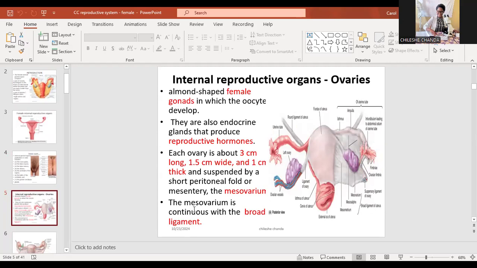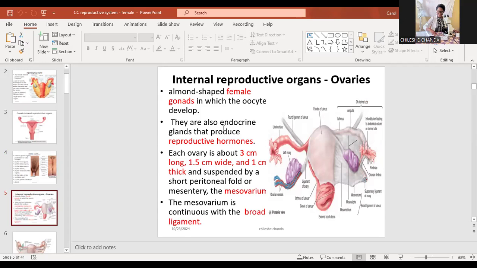So we're going to start by looking at the internal female reproductive organs. The first we're going to look at will be the ovaries. The ovaries are almond shaped. They're shaped like an almond, okay? And this is the organ in which we have the development of oocytes, the female gamete. They are also endocrine glands, and these endocrine glands produce reproductive hormones.